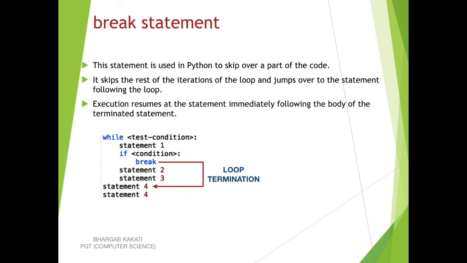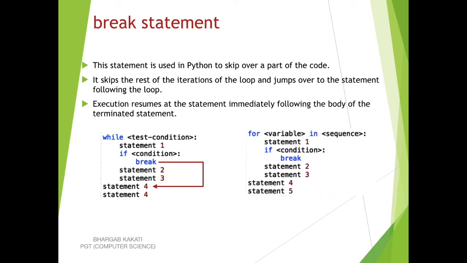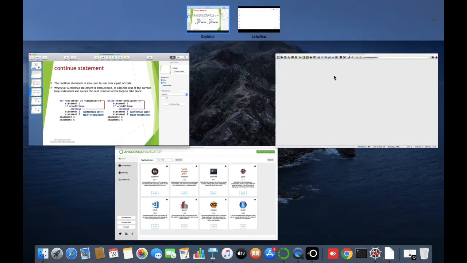Similarly, it can also be used along with a for loop. Here also you can see a break statement within the loop. Whenever the break is encountered, the loop will be terminated and the control will go to the statement after the loop. Statement 4 is the statement after the loop, and the loop will be terminated. Okay, so let us go and try to understand the break statement with the help of a practical example.